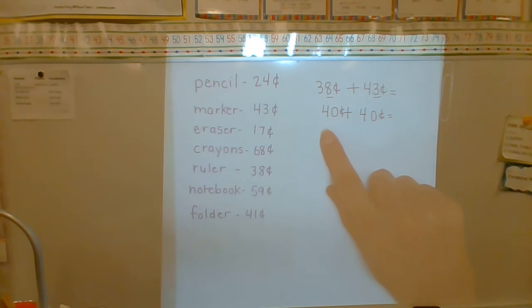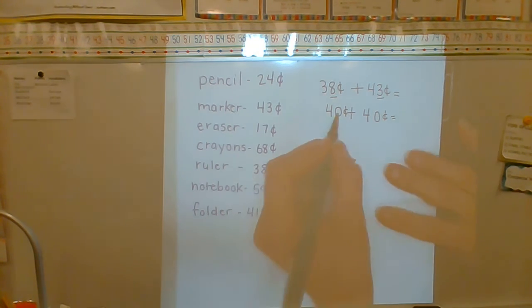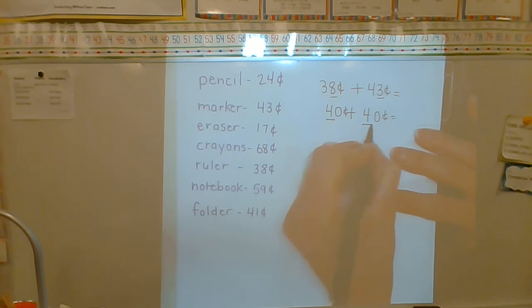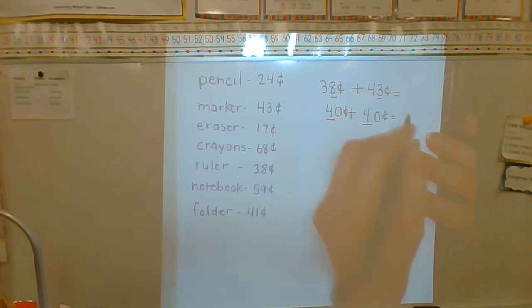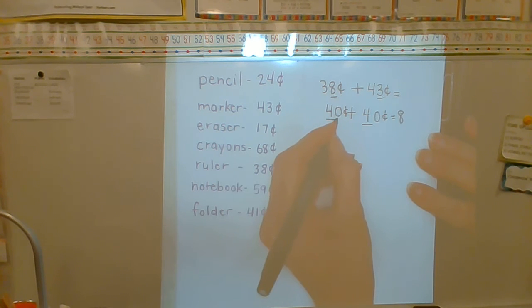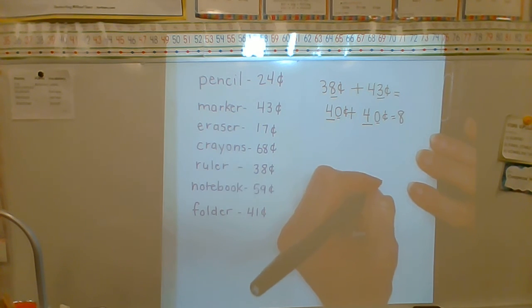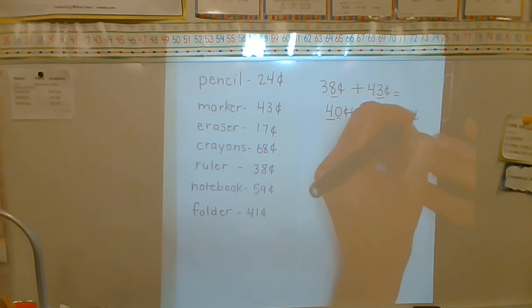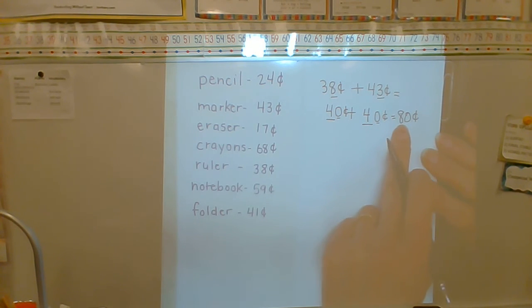Now, we've talked about this, writing it vertical helps you to solve the problem, but let's try some mental computation. Remember, that's just using our head, our brain, without writing it vertically. What I could do is look at what's in the tens place. What is 4 plus 4? That's right, it's 8. What's 0 plus 0? That's right, 0. So 40 cents plus 40 cents equals 80 cents.